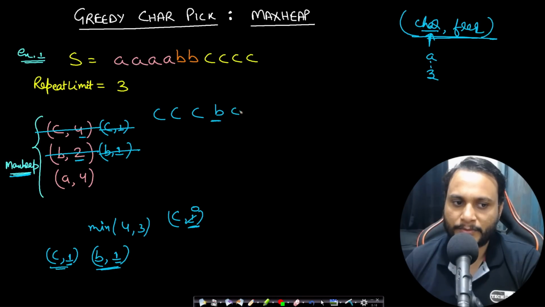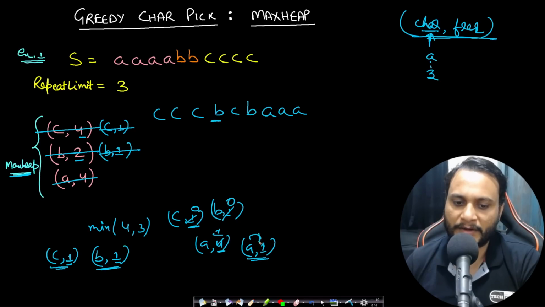Okay, so B, 1, B will be written only 1 time, and for B, 1 its frequency will become 0. So I will not push it back. Again the next time I will be picking the next best option, which is A, 4. Now how many times will A be written? 3 times, because it will be minimum of 4, 3. So A will become A, 1 now, because A now has frequency 1 left.